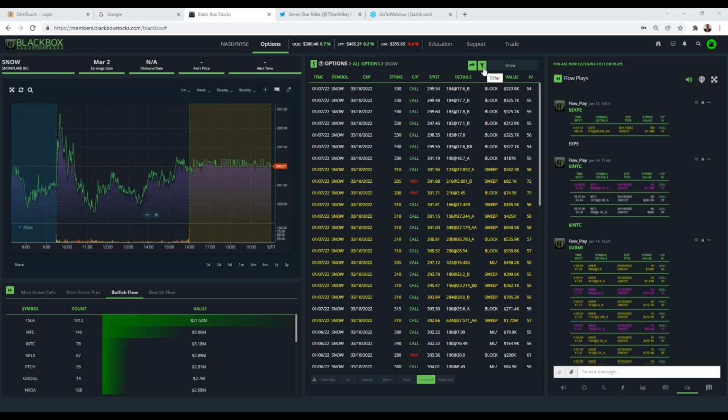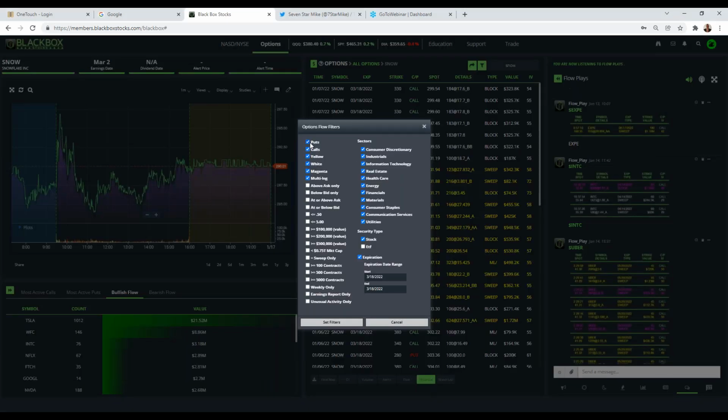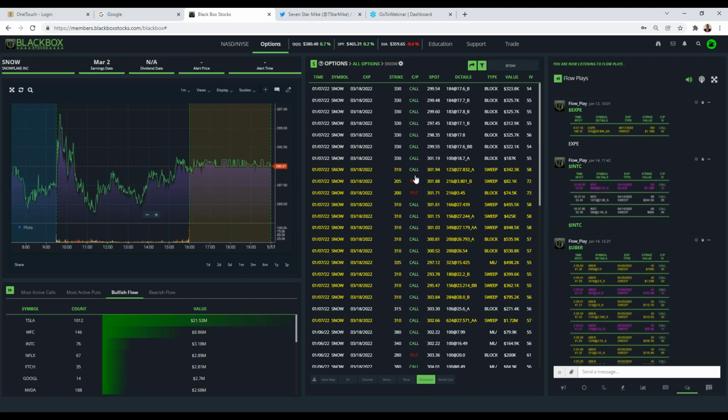There's so much flow out there that people don't know how to read it. They start putting their own narrative on it. And when that starts happening, then they're getting into trades they shouldn't, they have no business being in. And we say it all the time, the flow tells us the story. Don't try to write the story yourself.